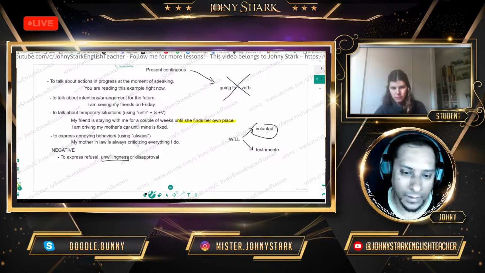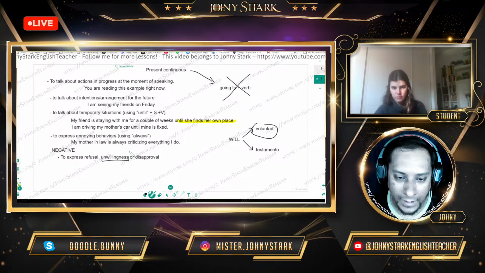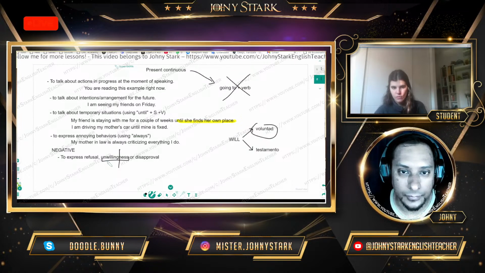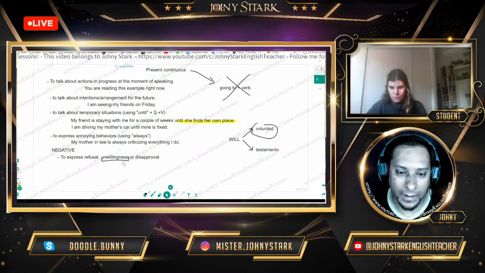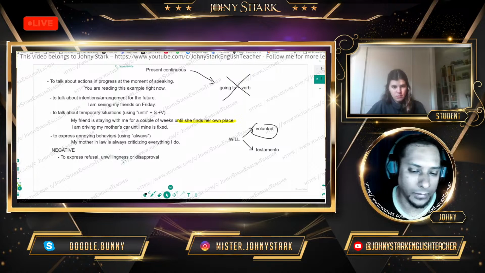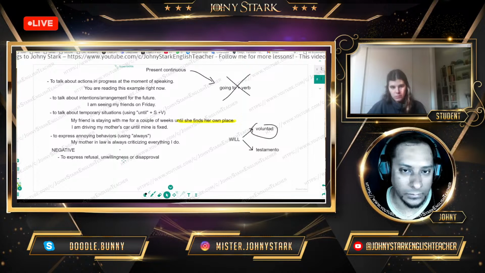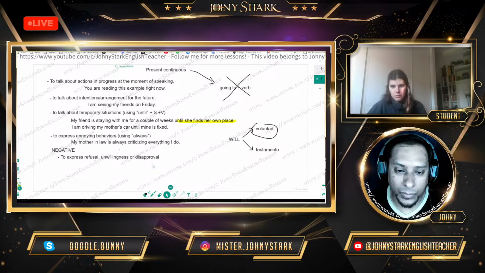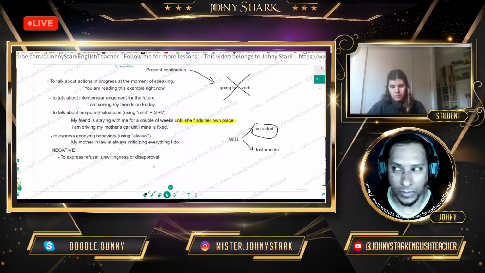Y ness le devuelve la categoría de sustantivo. Porque si tú dices unwilling nada más, es un adjetivo. Entonces, para hacerlo sustantivo le ponemos ness y queda unwillingness, es decir, no tener la voluntad. Básicamente no tener ganas, no te place hacerlo. No quieres, no quieres. O disapproval. Tú no apruebas, no le das el ok cuando alguien quiere hacer algo.